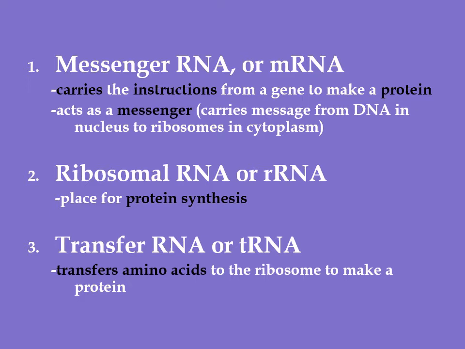Ribosomal RNA, or rRNA, is where protein synthesis takes place, where we make proteins. This happens in the ribosome. So the ribosome is the cell part where proteins are going to be made. Our third type, transfer RNA, is really important because it helps transfer or bring amino acids to the ribosome to help make that protein. So it carries the building blocks that will help make our protein. So those are your three types of RNA and what they do.